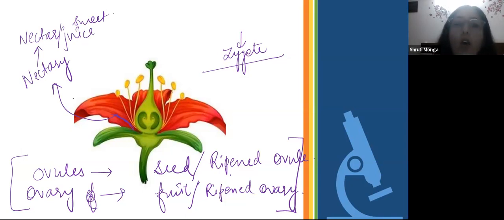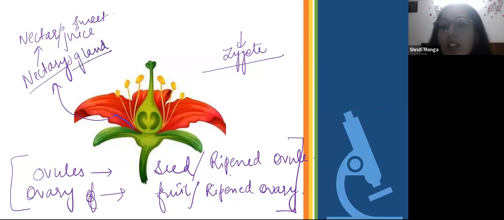I have told you that there is a gland. I think this gland they have not mentioned in NCERT, so it's okay, you can mark it in your book also. You have this diagram in your book, I guess, but there has been no labeling of nectary. So you can label it like this: nectary is a gland which is secreting this sweet juice.